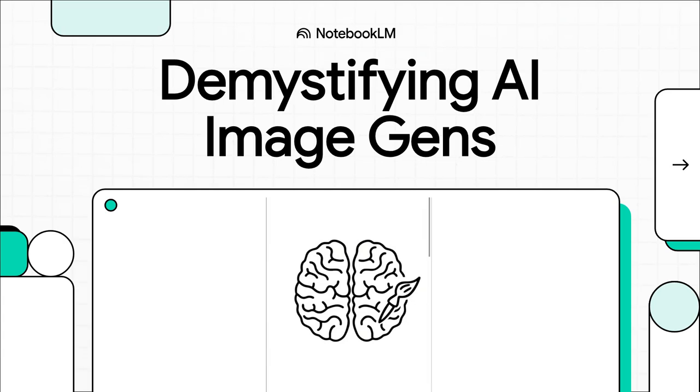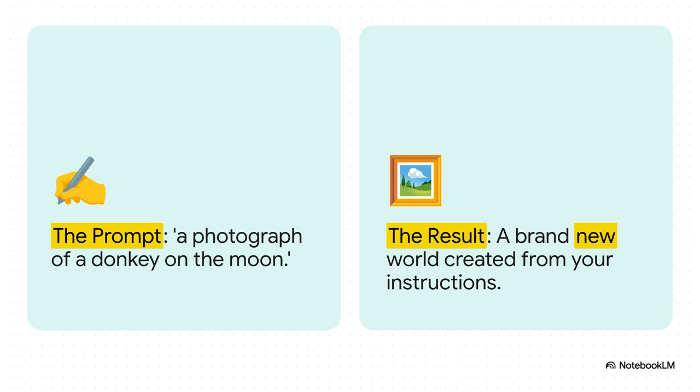Welcome to The Explainer. Today, we're diving into something that feels like pure magic: AI image generators. You know, the tech that lets you turn a few simple words into these incredible, complex, and sometimes totally wild pictures. So let's just jump right in and see the magic happen.